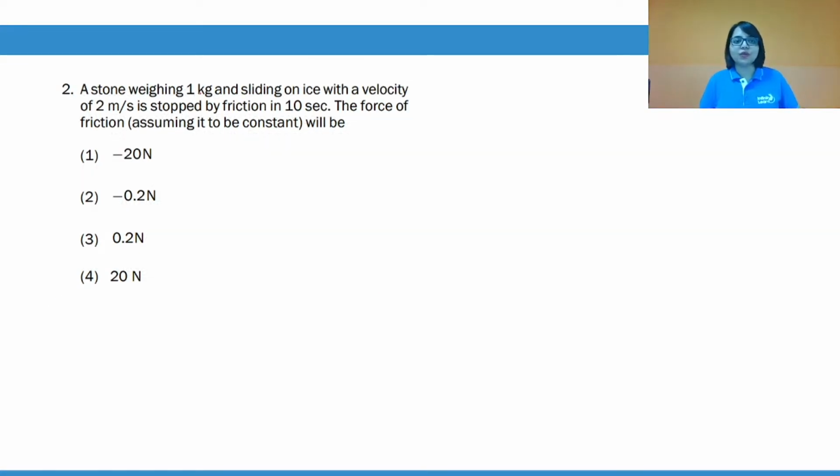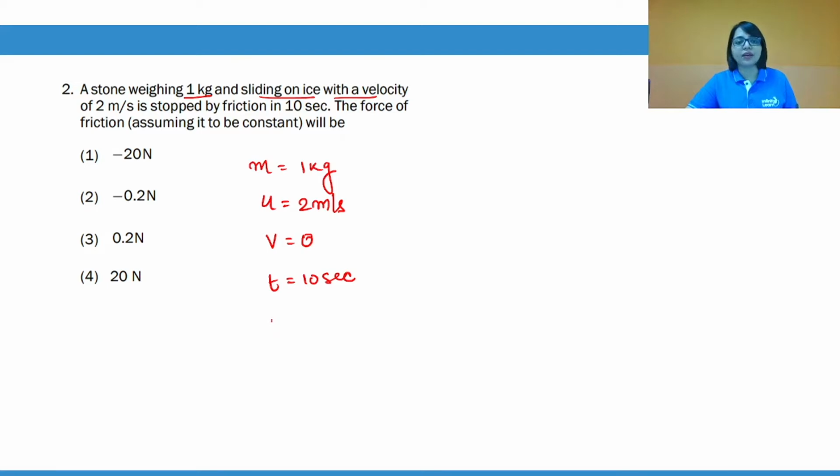A stone weighing 1 kilogram and sliding on ice with velocity 2 meter per second is stopped by friction in 10 seconds. The force of friction will be? Mass of the stone is 1 kilogram and its initial velocity is 2 meter per second and final velocity will be 0 because it is stopped in 10 seconds, right? So force of friction will act as a retarding force in this particular situation. So retardation provided by the friction is, let's say, A.